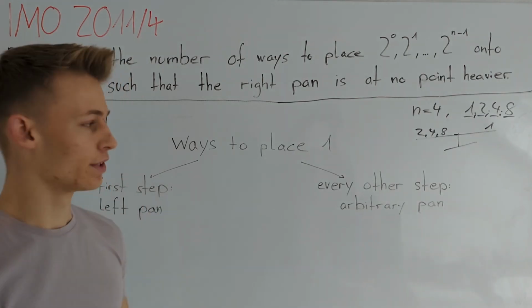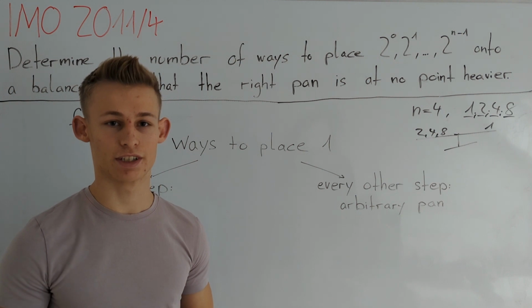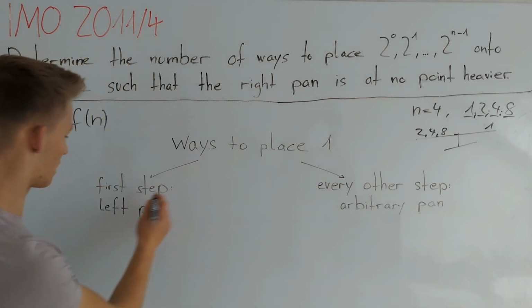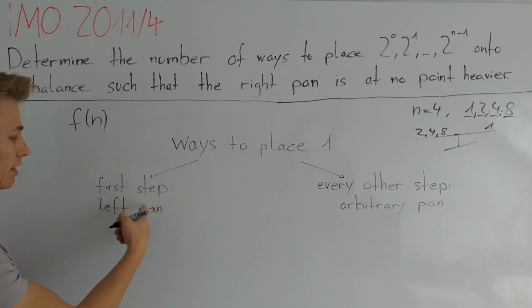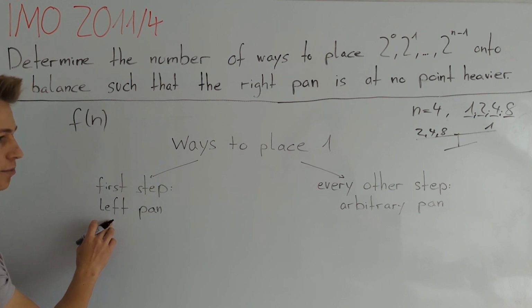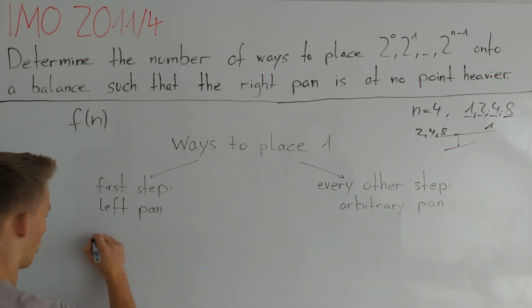Now, with this observation, we can count the number of ways to place our weight 1. At first we have the first case, that we place the weight 1 in the first step, and here we must place the weight onto the left pan. Therefore, there is one way.